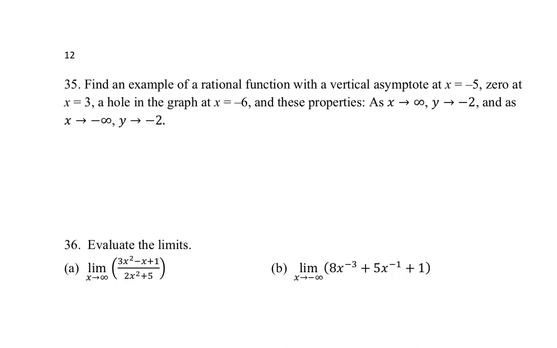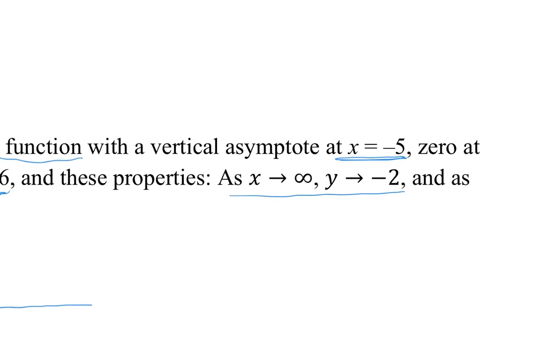On to our last page, at number 35, we're asked to find an example of a rational function with a vertical asymptote at x equals -5, 0 at x equals 3, a hole at x equals -6. We have these properties of our endpoint. So I'm going to go through each of those and just dissect what each of those mean for our function. So we know it's rational, so I should have a fraction of some polynomial on top over a polynomial on the bottom, right? So if I know that I have a vertical asymptote at x equals -5, that means we'll have x plus 5 in the denominator.